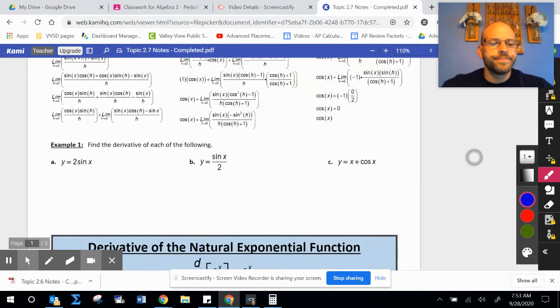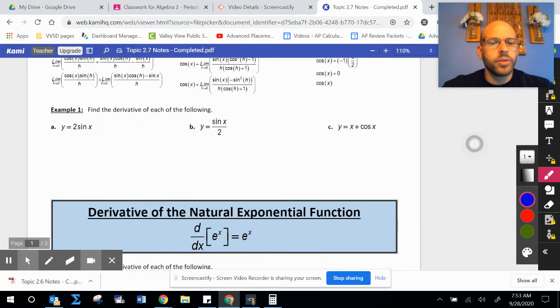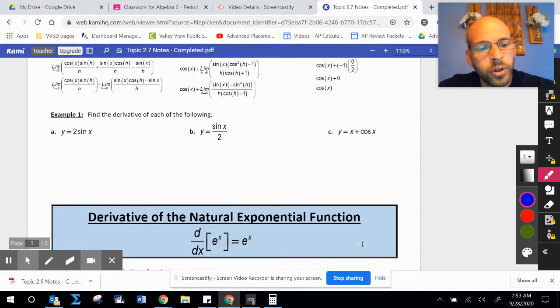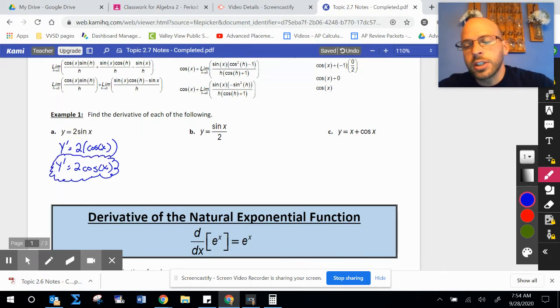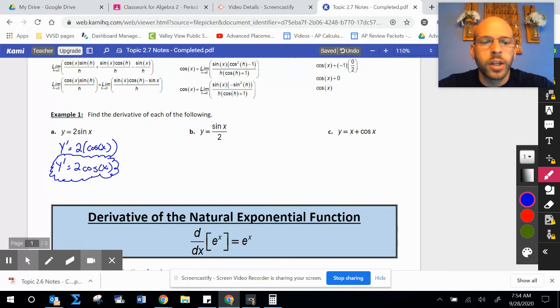So if you take a look, for example 1, find the derivative of each of the following, right? So now it's denoted y, so we're going to say, okay, well, y prime. Now 2 is a constant multiplier, so we don't need to take the derivative of that. However, the function of x here is sine, so the derivative of sine is going to be cosine, right? So I can say y prime is just going to be 2 cosine of x. And this is my derivative, or the expression to find the slope of my tangent lines, or the instantaneous rate of change.